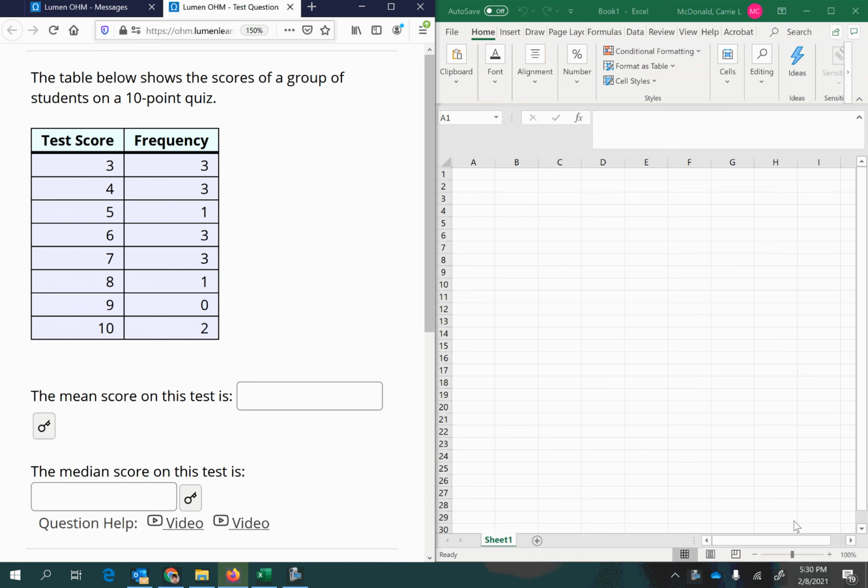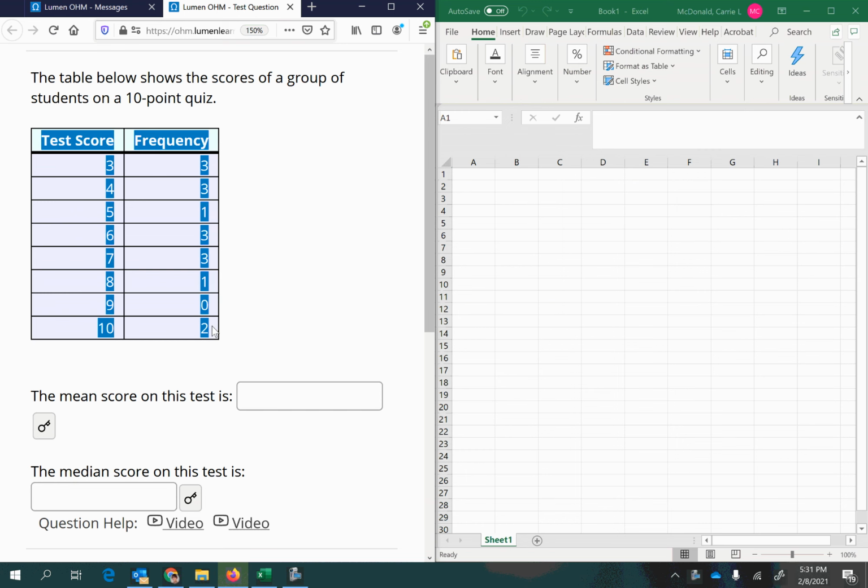Here you can see the first question is with a frequency distribution table of test scores on a 10-point quiz with the frequencies here on the right. And we've been asked to find the mean score for the test and the median score for the test.